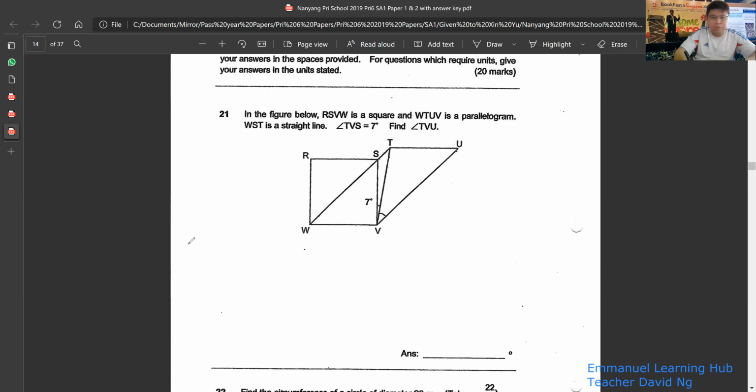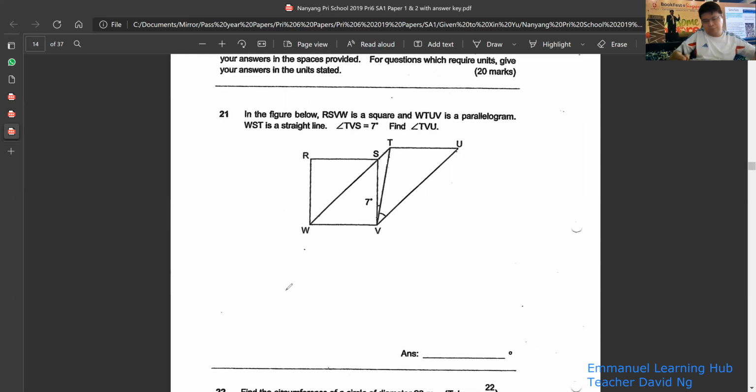Okay, in the figure below, RSVW is a square. What does a square mean? 90 degrees. Yep, the interior angle of each corner is 90 degrees. What else? 4 equal sides. Okay. So if I were to cut a diagonal, WS across, right?